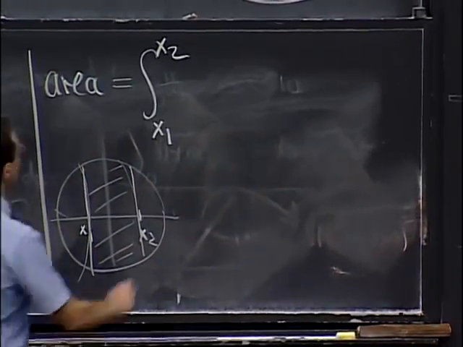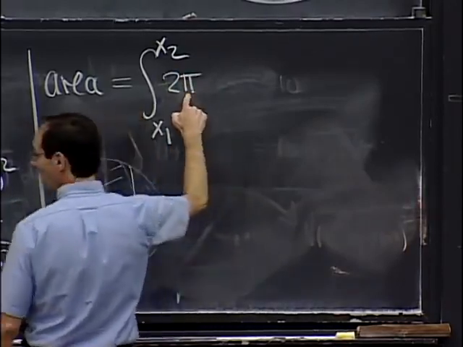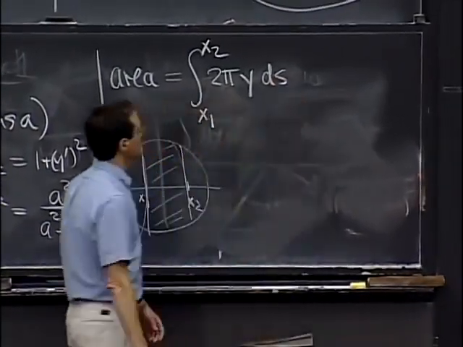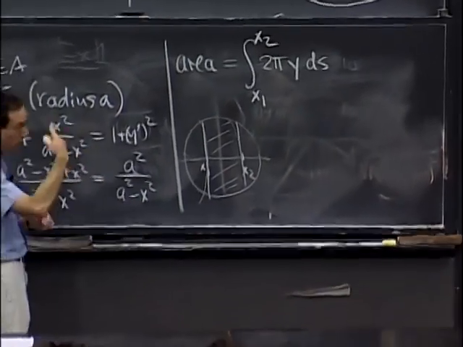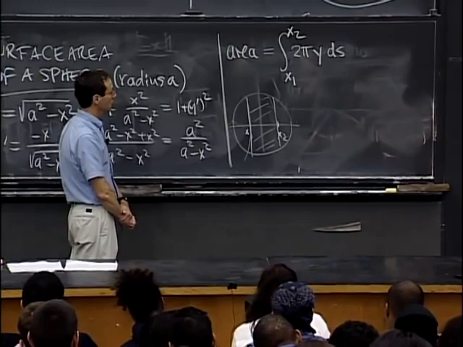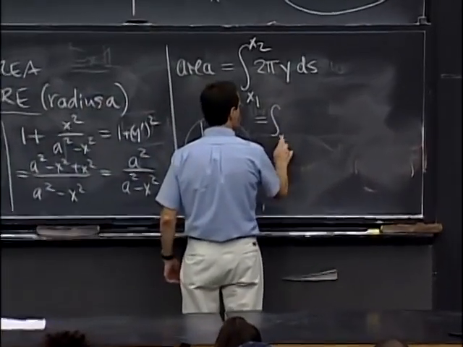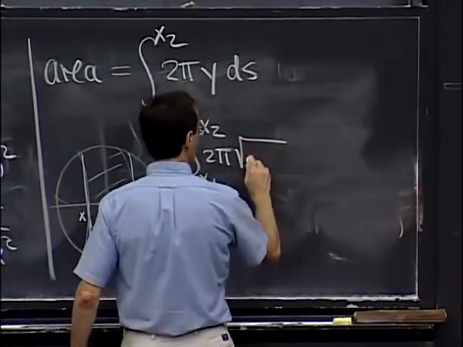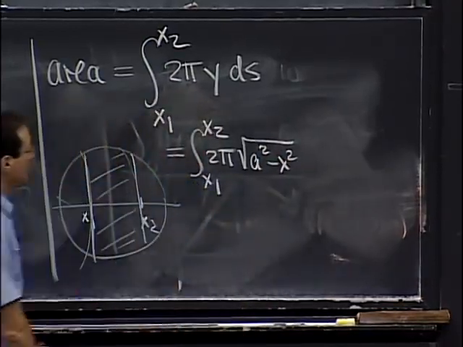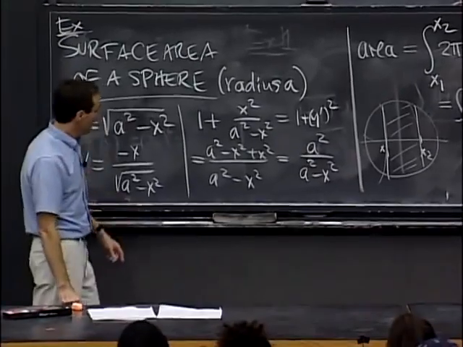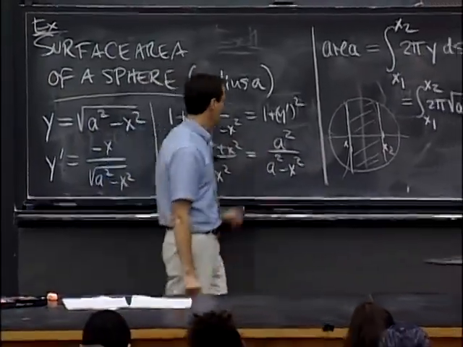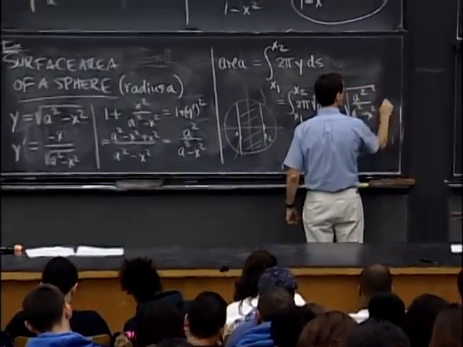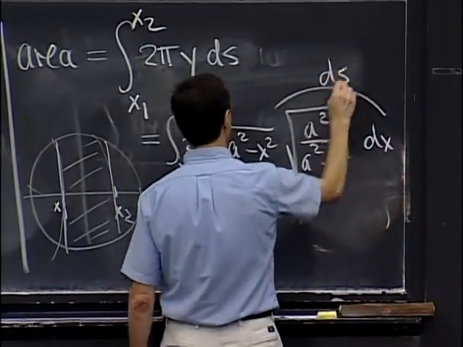Well, so I have here 2 pi times y. I'll write it out, just leave it as y for now. And then I have ds. All right, so that's always what the formula is when you're revolving around the x-axis. And then I'll plug in for those things. So 2 pi, the formula for y is square root a squared minus x squared. And the formula for ds, well, it's the square root of this times dx. So it's the square root of a squared over a squared minus x squared dx. All right, so this part is ds, and this part is y.